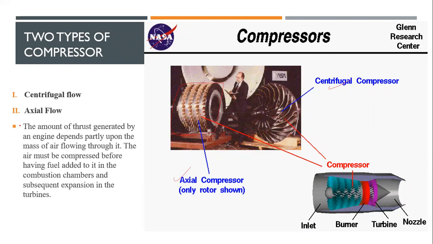What is the role of the compressor? The amount of thrust generated by the engine depends partially upon the mass of air flowing through it. That is the bypass here, do you remember? So if this is my engine, I have two options: one is the engine combustion part, and the second is the bypass. As it says, it depends on these two values. The air must be compressed before having fuel added to it in the combustion chambers and subsequent expansion in the turbines.